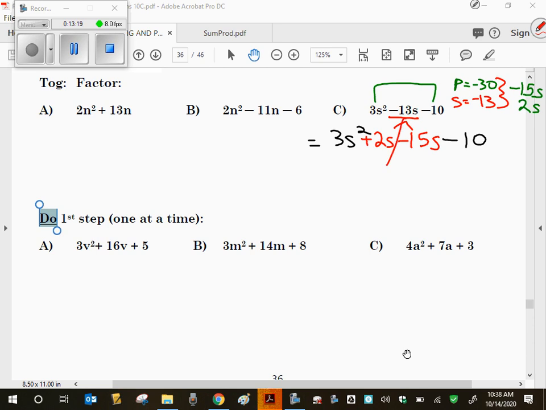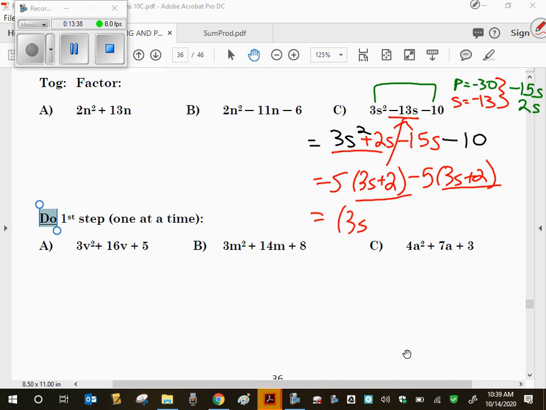Now, grouping question. And you can see this is very similar to the other two that we just did. We took an S out to get 3S plus 2. And then we take a negative 5 out to get 3S plus 2. Take this GCF binomial, and then you get S subtract 5. And don't worry, I'll give you more time to do them on your own, because we haven't been grouping for a bit.